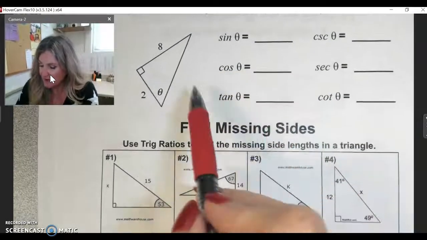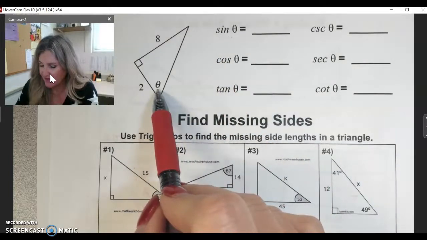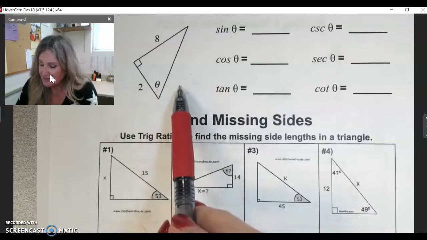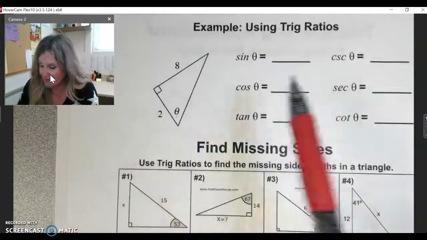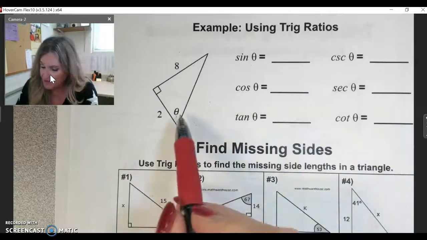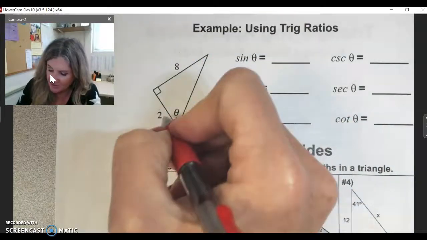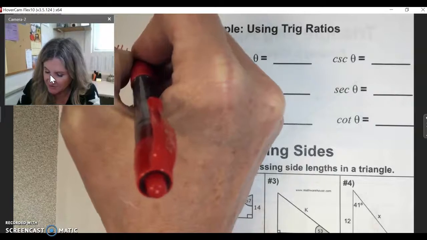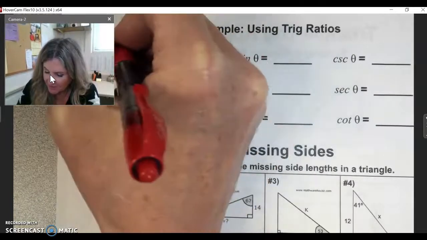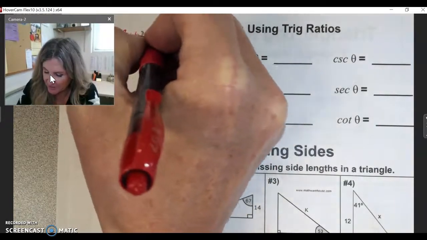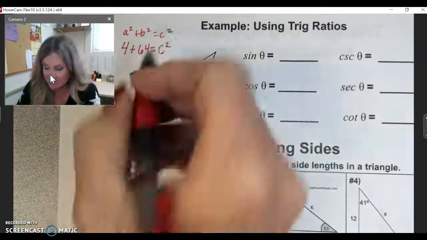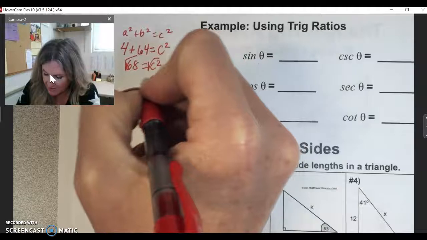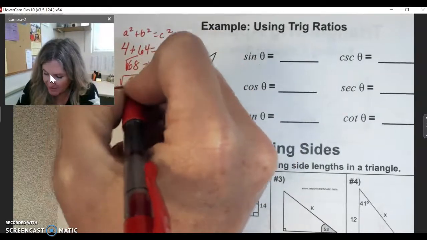So for this problem here, we have sine theta. It's going to be opposite over hypotenuse, but we would have to know what the hypotenuse is first, so I would have to use the Pythagorean Theorem. I'm using a squared plus b squared equals c squared. So 2 squared, which is 4, plus 8 squared, which is 64, equals c squared. 4 plus 64 is 68 equals c squared. Take the square root, so c is the square root of 68.